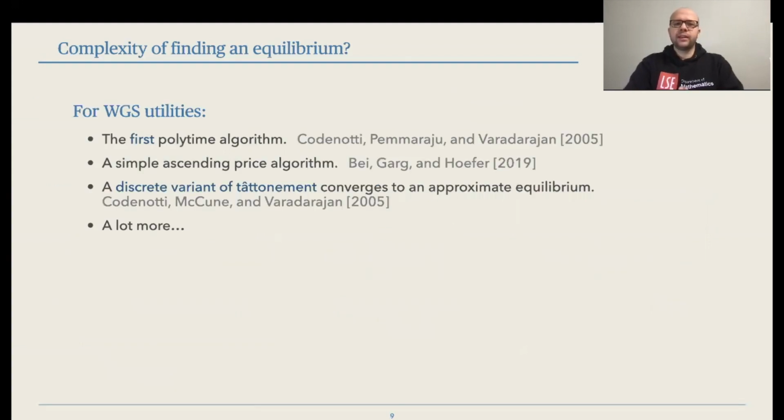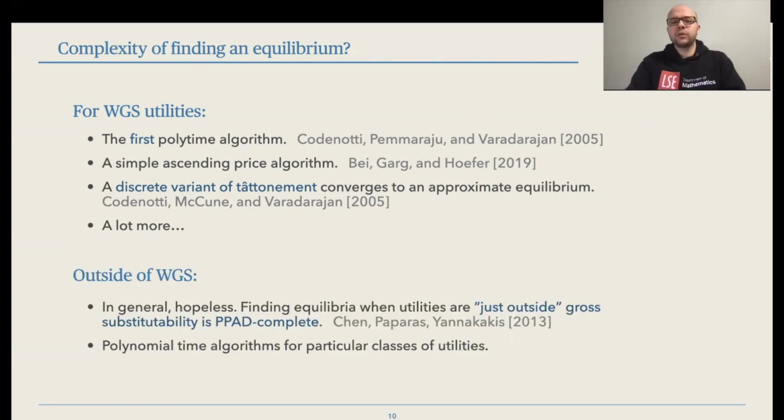What about the complexity of finding an equilibrium? Well, for WGS utilities, the first polynomial time algorithm was given in 2005. This has been followed by a series of very important work, but here we mention just a few. We mention that there is a recent algorithm that is just a simple ascending price algorithm. And we will mention that the discrete variant of the tâtonnement was shown to converge to an approximate equilibrium. On the other hand, if we try to go outside of WGS, it's kind of hopeless, because finding equilibria when utilities are outside of gross substitutability is PPAD-complete. Of course, polynomial time algorithms are known for some particular classes that are not WGS.